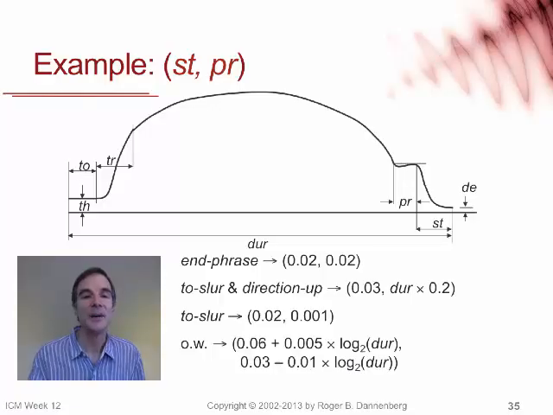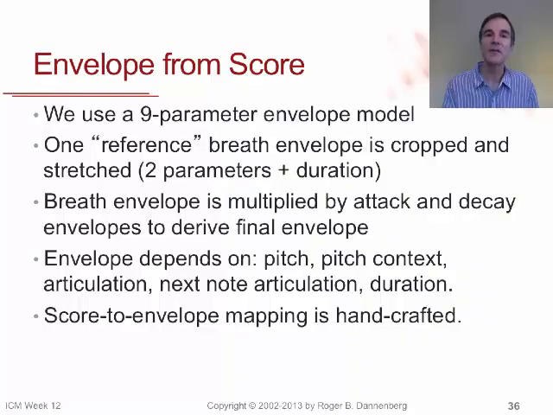Here's some more. I'm not going to go through this in detail. Same idea. This is how we get envelopes from the score. We have a number of parameters. We also have a reference breath envelope, which is a given envelope, and we crop it and stretch it using 3 parameters. Then we multiply the breath envelope by attack and decay envelopes that are controlled by these other parameters. And all of the parameters depend on pitch, pitch context, articulation, the next note articulation, and the duration.